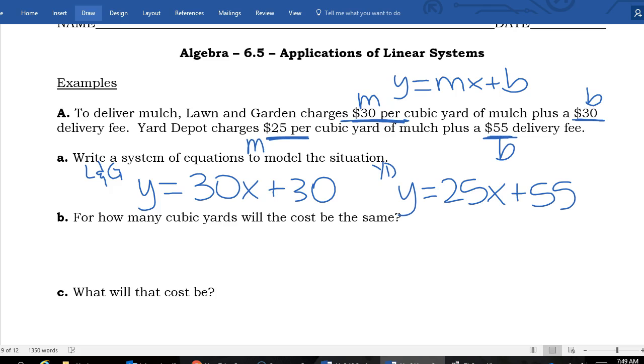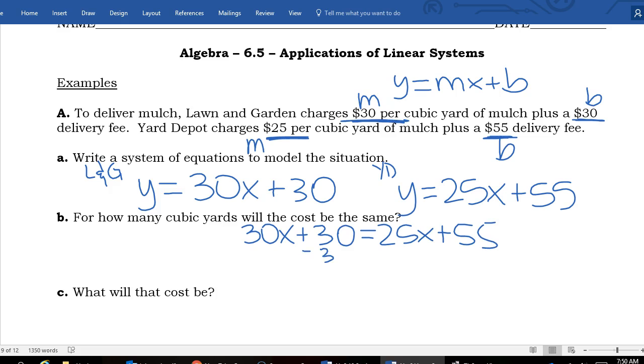For how many cubic yards will the cost be the same? We're going to set these up side by side using our substitution method to solve them. So I have 30x plus 30 equals 25x plus 55. We're going to bring our constants together. Let's go minus 30 and minus 30. I'm going to try to go fast on this one, so I'm going to do my second step right away. Minus 25x and minus 25x. We're going to bring all of our x's to the right, all of our constants to the left.